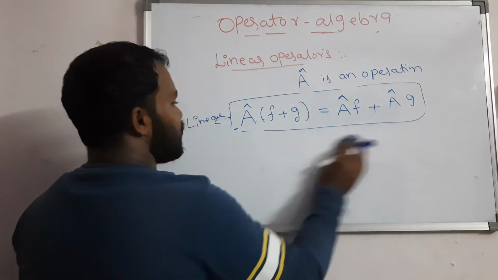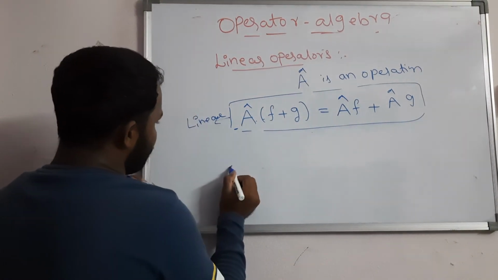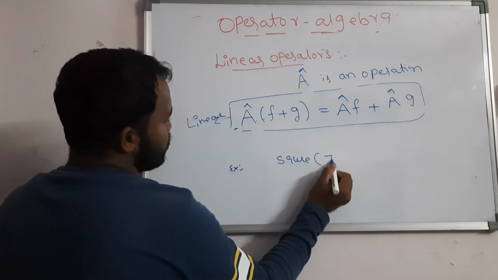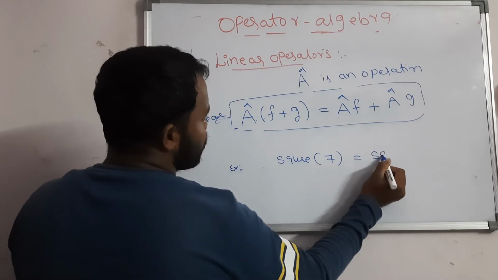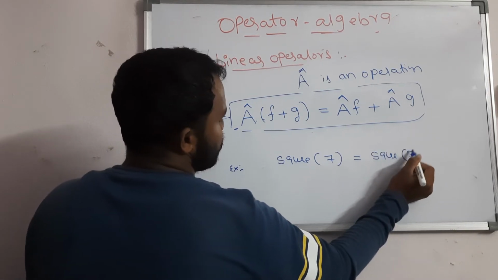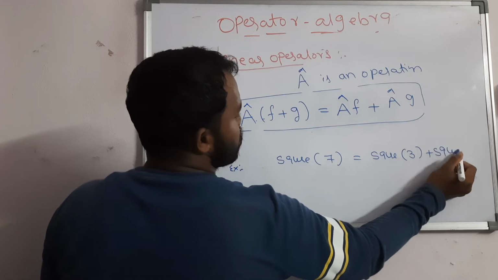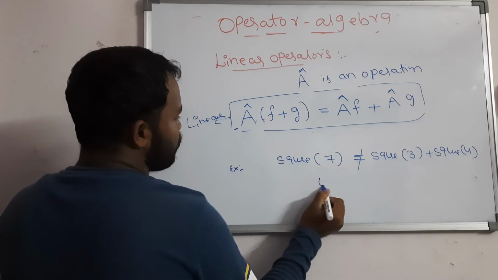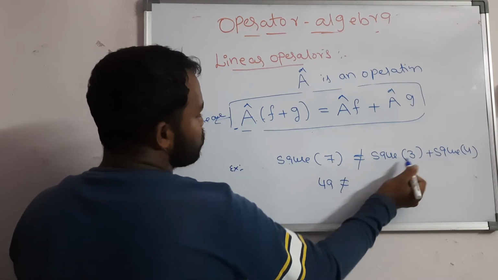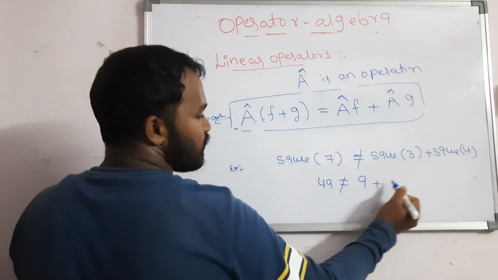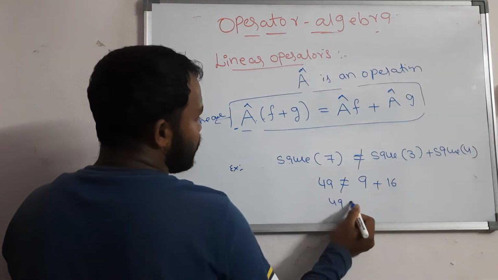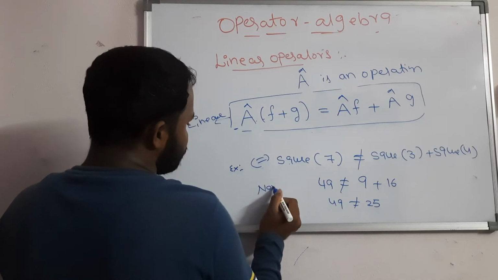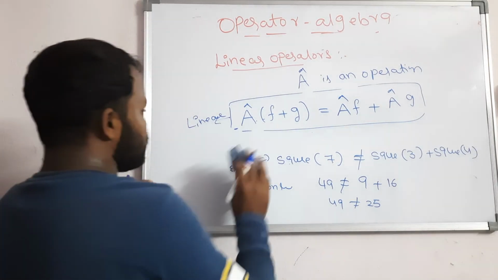So I will give you the best example for non-linear. Square of 7, we can't write as square of 3 plus square of 4. Why can't we write it? Let's see. Square of 7 is 49, which is not equal to square of 3, which is 9, plus square of 4, which is 16. So 49 is not equal to 25. That means this is non-linear.